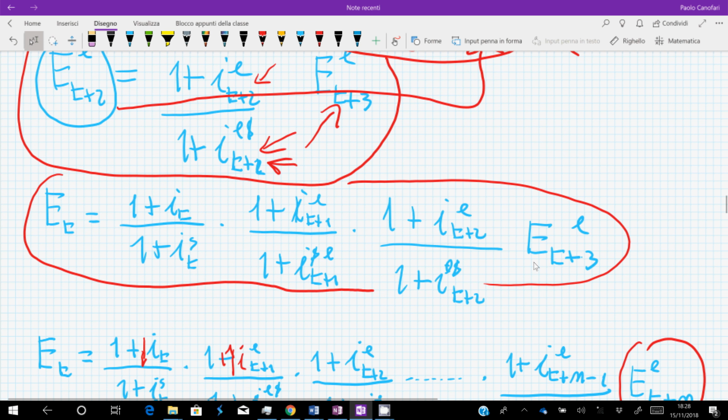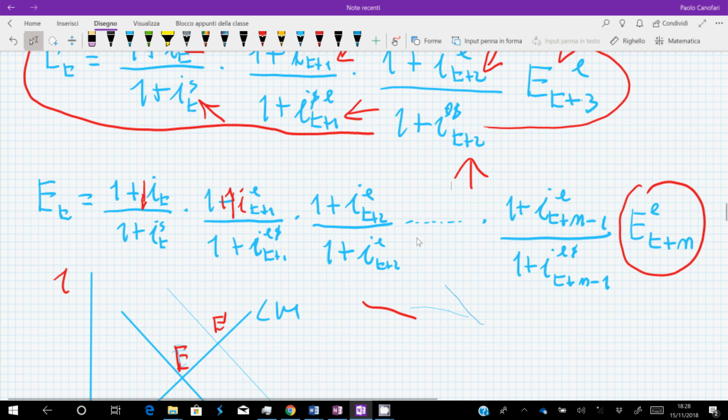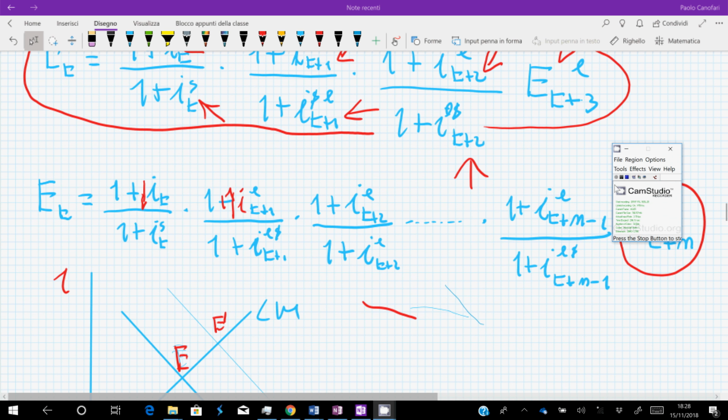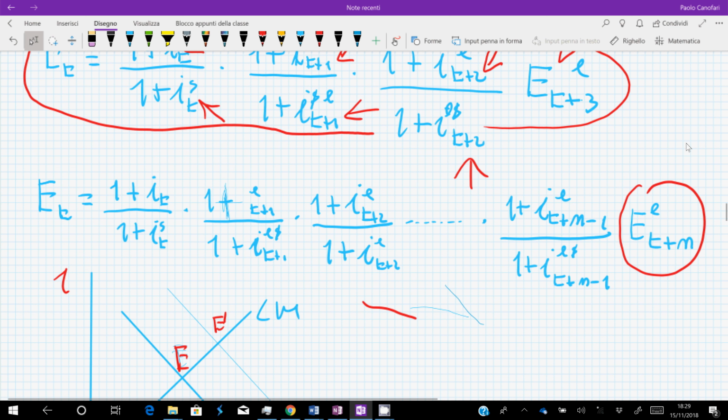Here, again, we have the expectation after 2 periods, we have the current interest rate, the interest rate next year, and the interest rate after 2 periods, and our expectations. In general, in this case, the relation may be expressed using this formula here.